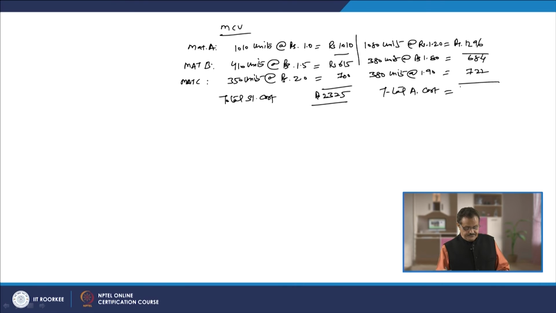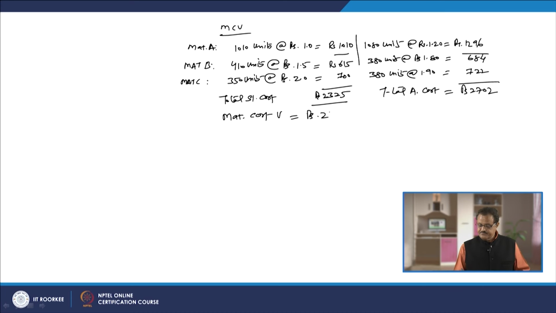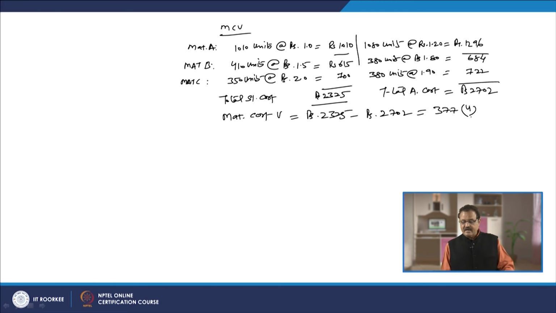Is equal to 2702. Now you calculate the material cost variance. Material cost variance is how much? This is finally going to be rupees 2325 minus rupees 2702. So, this works out as how much? Rupees 377 unfavorable. Rupees 377 unfavorable. This is the material cost variance.